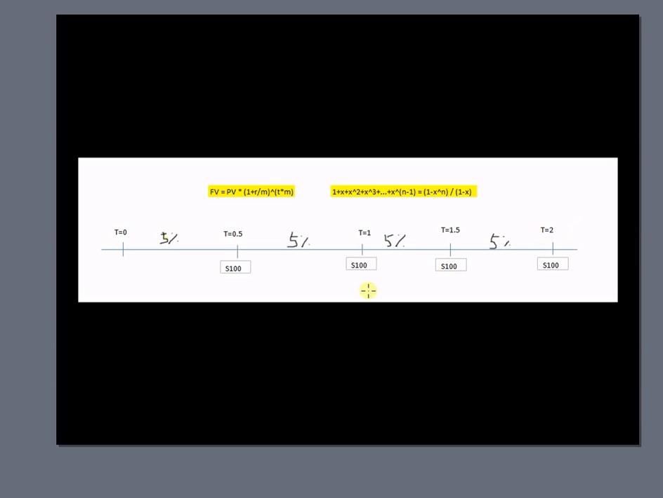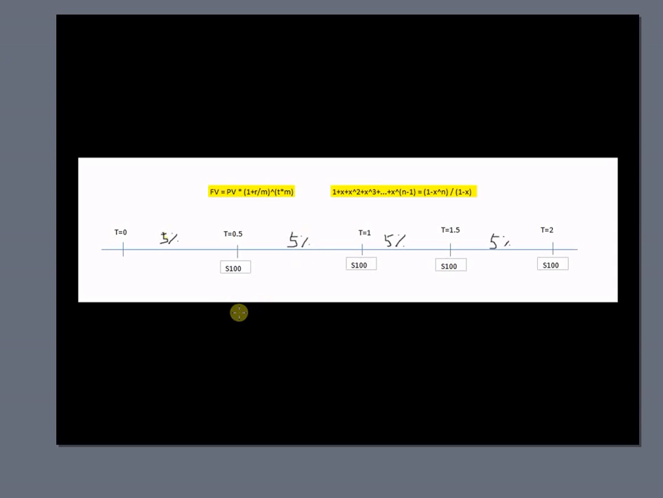So you'll be giving him $100 at 6 months, $100 at the first year, $100 at 1.5 years, and $100 at the second year. So how much is all this cash flow worth at the end of the second year? So you can do it the hard way by finding the future value of each of these amounts. Let me do it the hard way just to show you.